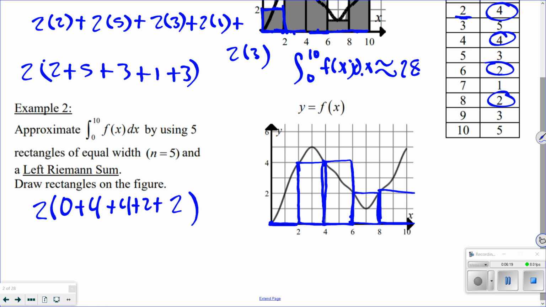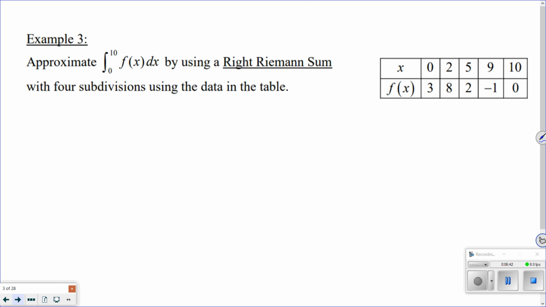Let's see, so that comes out to be 4 plus 4 plus 2 plus 2, that's 8, 10, 12 times 2 is 24. So we would say that the definite integral from 0 to 10 of f of x dx, according to that calculation using a left Riemann sum, came out to be approximately 24. That's what it worked out to be. So pay close attention to whether it's a midpoint, left, or right Riemann sum.